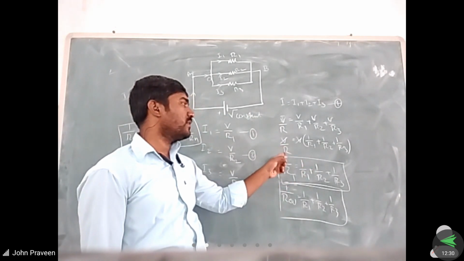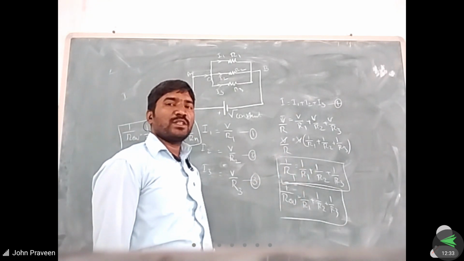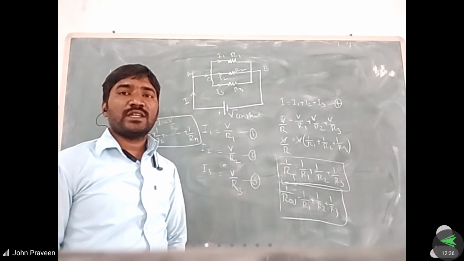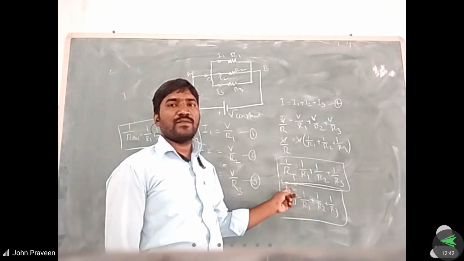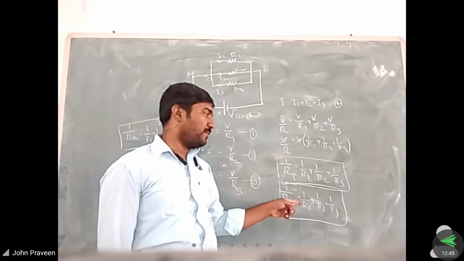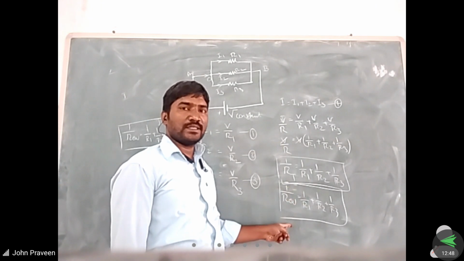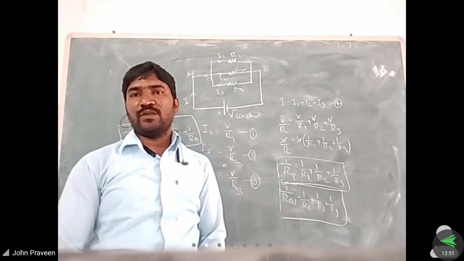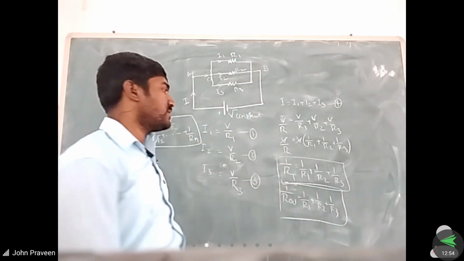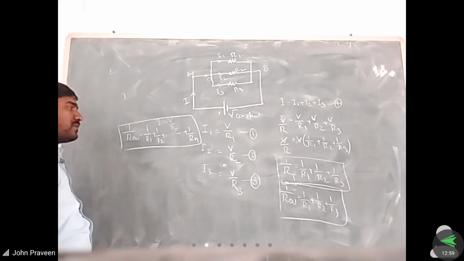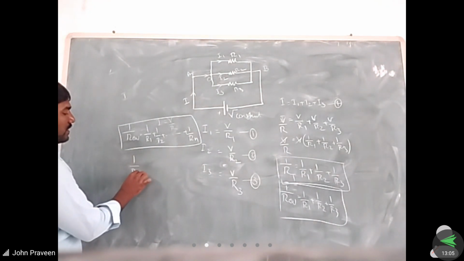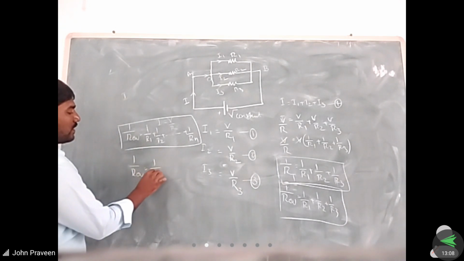Then we have the formula 1 by R is equal to 1 by R1 plus 1 by R2 plus 1 by R3. But it is the total resistance of 3 resistors, so we indicate it as R total. R suffix capital T is nothing but the R total, and instead of total we can also write R equivalent, the equivalent resistance. If there are n resistors, we use the formula 1 by R equivalent is equal to 1 by R1 plus 1 by R2 plus 1 by R3 and so on up to 1 by Rn. So 1 by R equivalent is equal to the summation of 1 by Ri, for i equal to 1 to n.